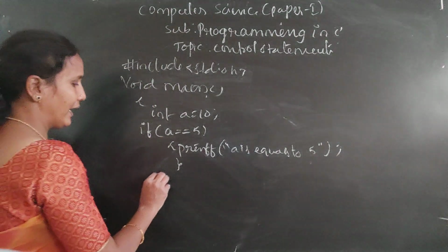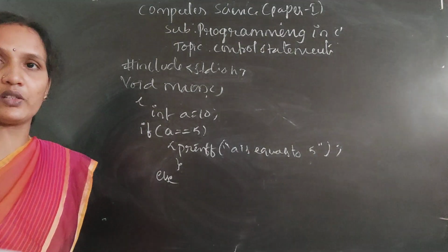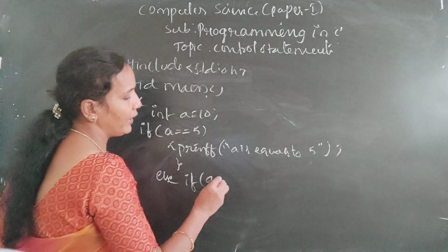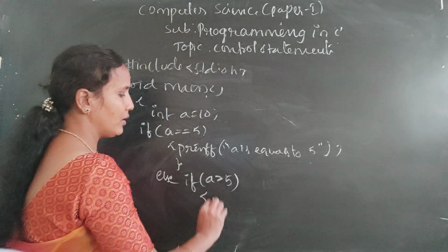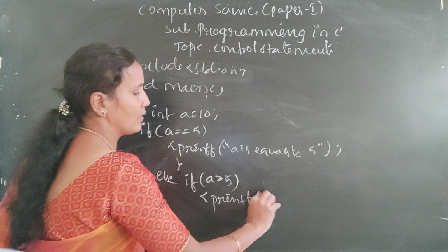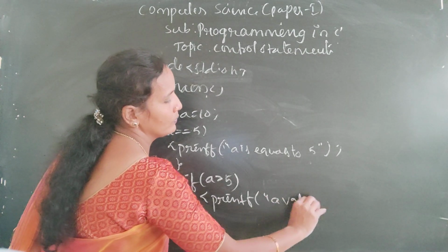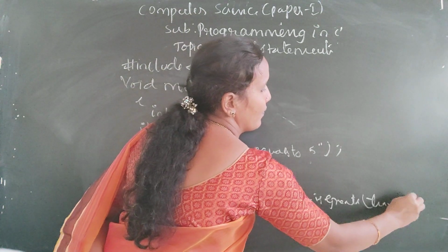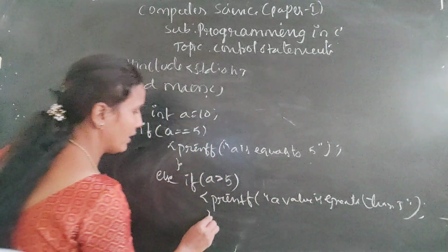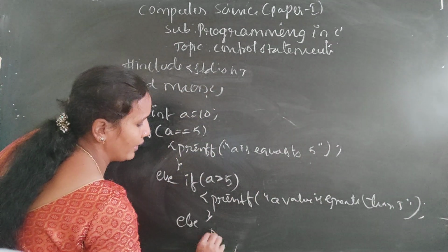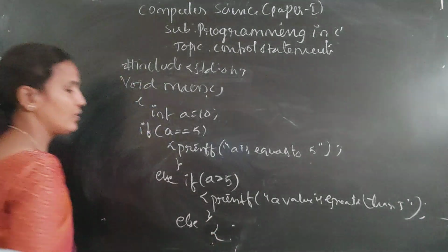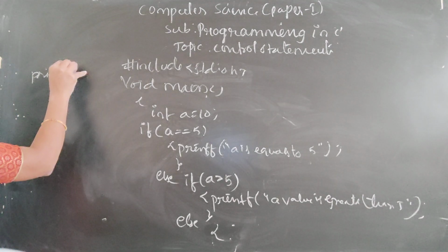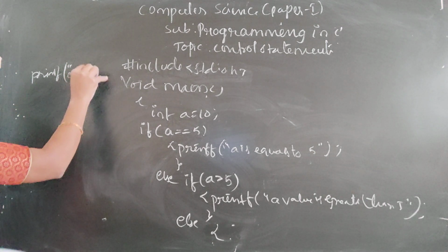Note: else, if the condition is false, if the value of a is not equal to 5, then else if a is greater than 5, then printf a value is greater than 5. Then else printf a is less than 5.